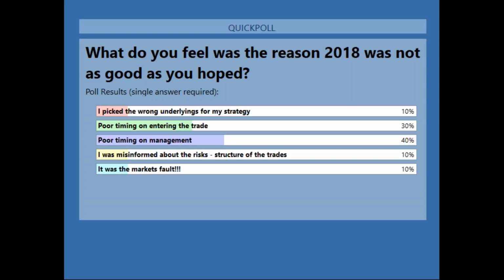40% of you, poor timing on the management itself. Now, any structure, any trade, we know that we want to have the ability to manage or adjust positions because not everything's going to go the way we planned, but sometimes we can mistime the management as well. Now, 10% feel that you are misinformed about the risks. You are miseducated about the structure of the trade.